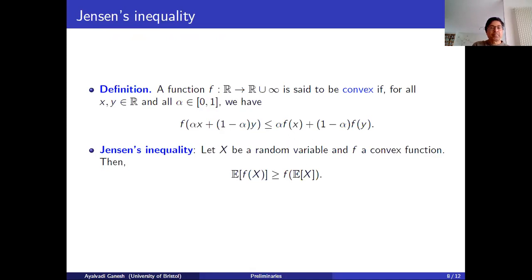two different values. If it takes only finitely many values, then again it follows from the definition just by induction. And if it takes infinitely many values, then you also have to use some continuity arguments or use a different way of proving it. But hopefully the intuition from the finite case helps you believe that this is also true in the general case. So that's Jensen's inequality. It's a very important inequality about expectations.